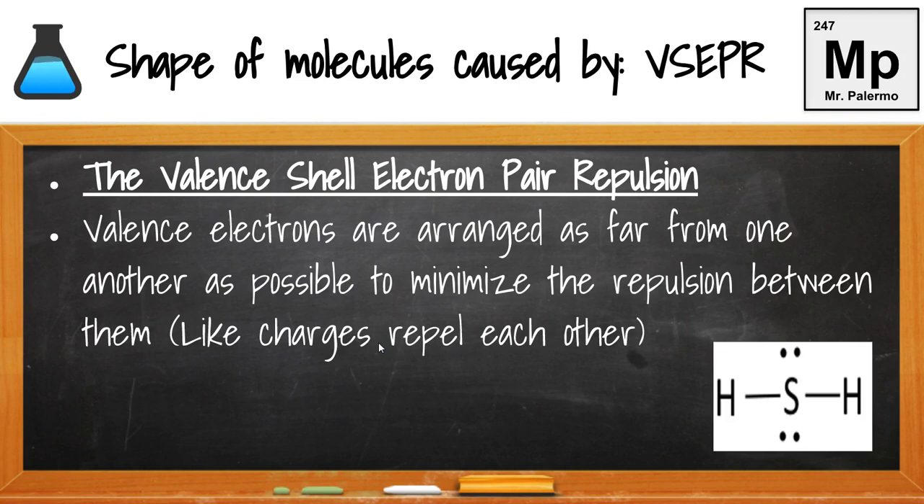minimize that repulsive force. So in the case here for H2S, you can see that the bonded pair, represented by the lines here, they're repelling each other in both directions, this way as well as this way. And so are the lone pair electrons. They're repelling each other in both directions. And so this molecule then forms this linear type shape and not maybe a bent shape because the electrons are repelling each other in both directions.